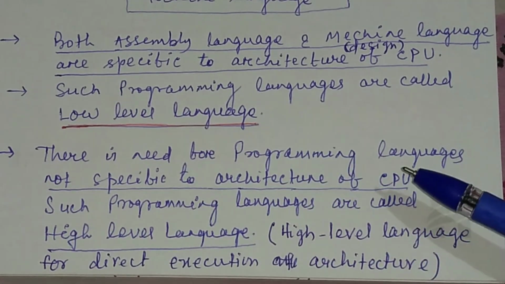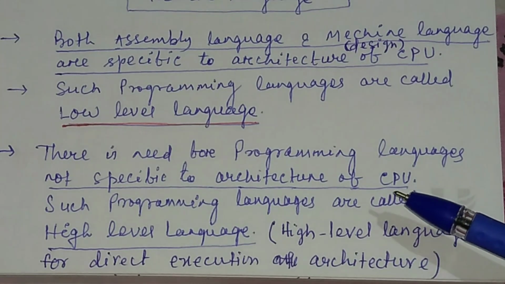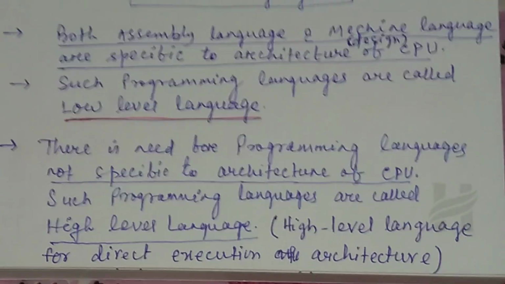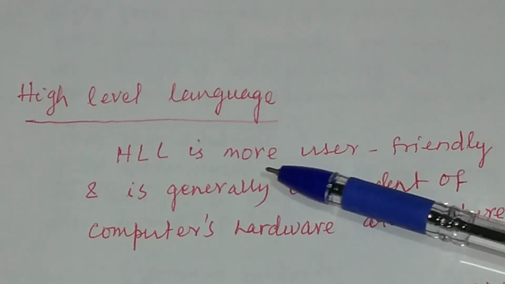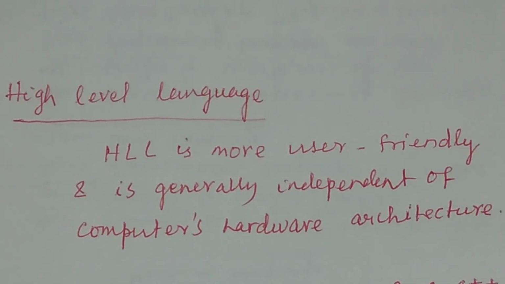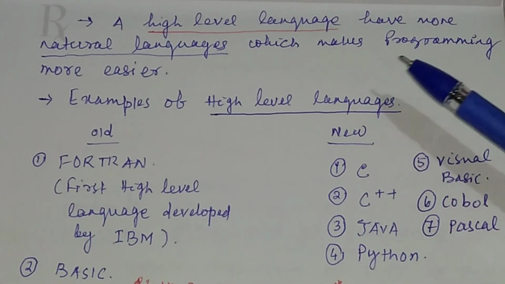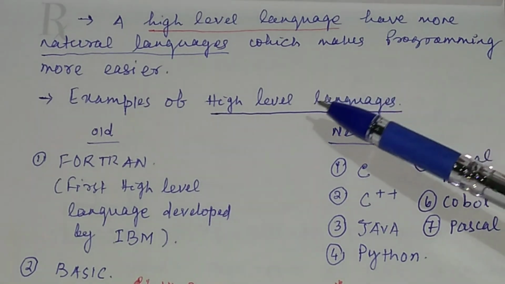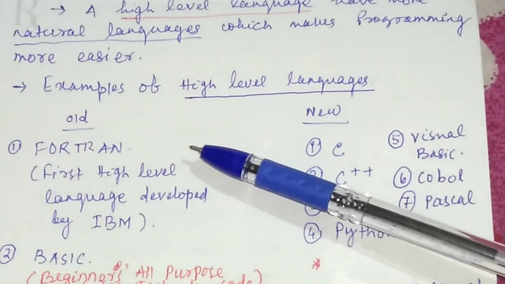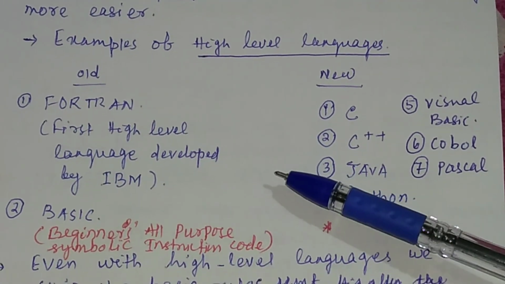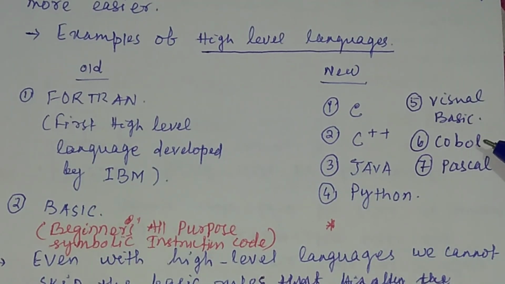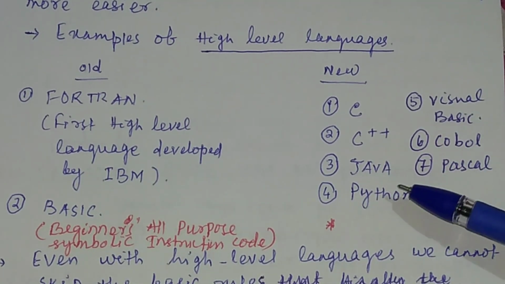There is a need for programming languages not specific to the architecture or design of the CPU. Such programming languages are called high level languages, or HLL. High level language is more user friendly and is generally independent of the computer's hardware architecture. A high level language is closer to natural language, which makes programming easier. The old high level languages are Fortran and Basic. And the new high level languages are C, C++, Java, Python, Visual Basic, COBOL, Pascal. There are also many other high level languages.